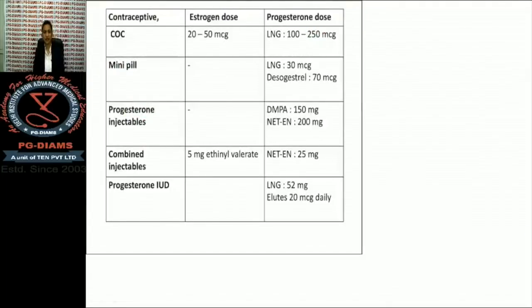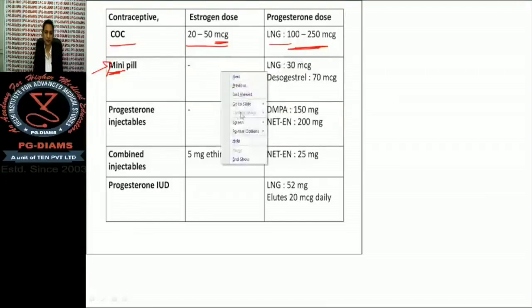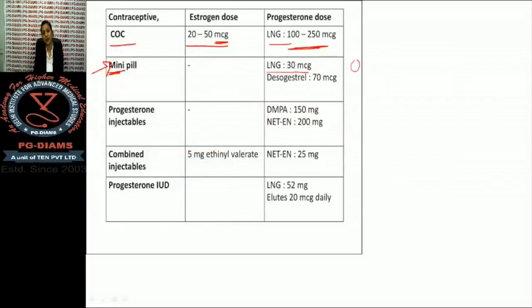Now to give you a rough idea of how much hormone is present in each of these drugs, I've drawn this table. COC is combined OC pills. It has estrogen in the range of 20 to 50 micrograms, while levonorgestrel or the progesterone component is in the range of 100 to 250 micrograms. The mini pill is called mini pill because it has a very small dose of progesterone. The progesterone dose here is 30 micrograms. This is 0.3 of the dose of progesterone in combined OC pills.